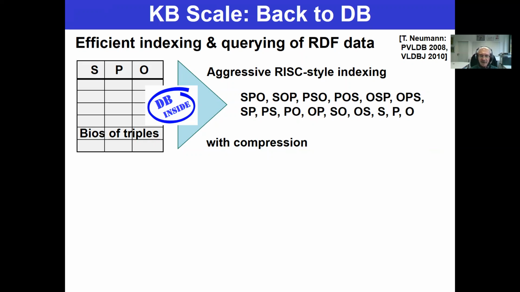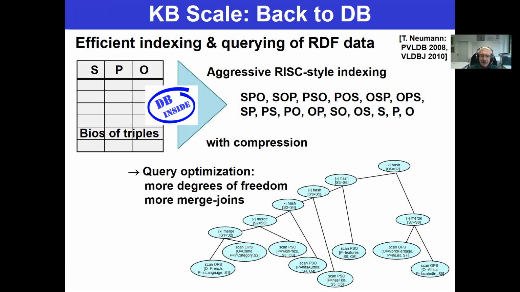On first glance, this looks like a big space explosion, but actually the right compression techniques tame it down quite nicely. Moreover, what this gives us, the great benefit that we get here, is that the query optimizer now has way more degrees of freedom and can pick merge joins as the favorite option way more often. And merge joins by their sequential access pattern and locality are often a lot more efficient than any other choices for the execution plan.